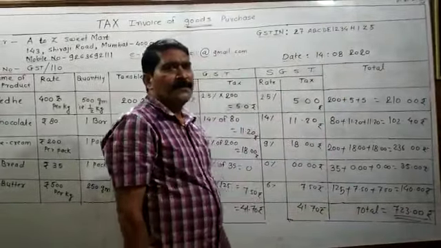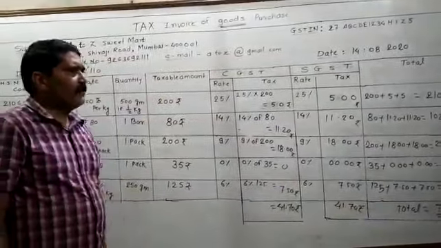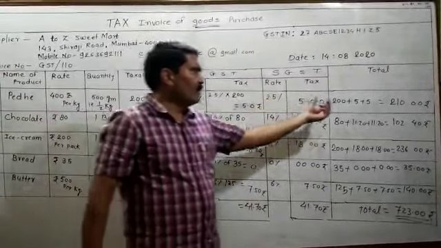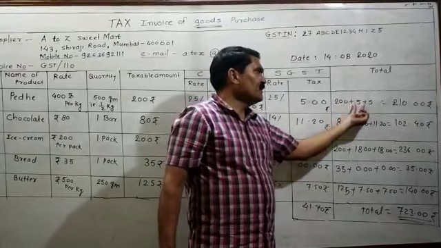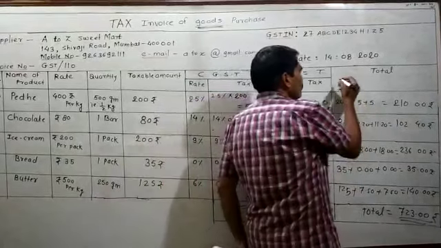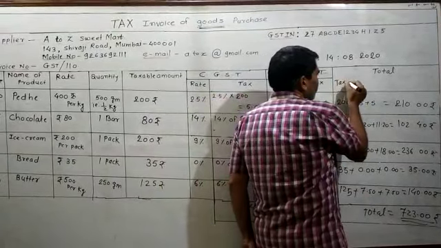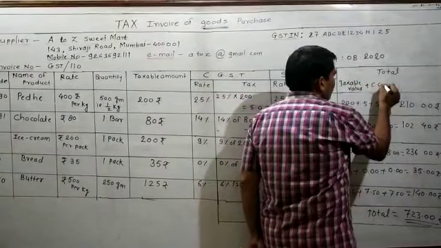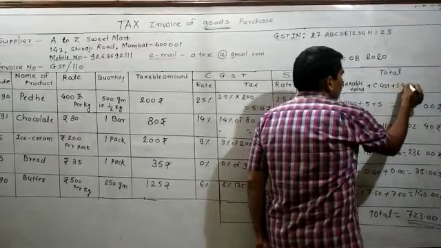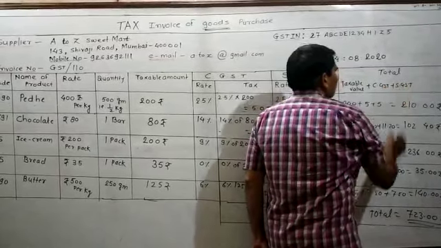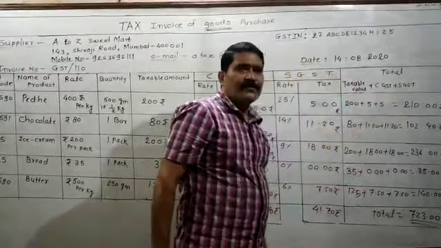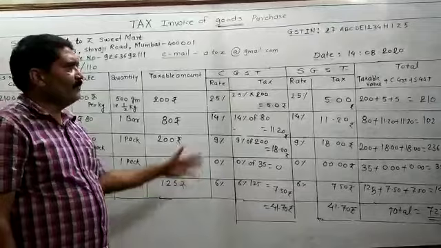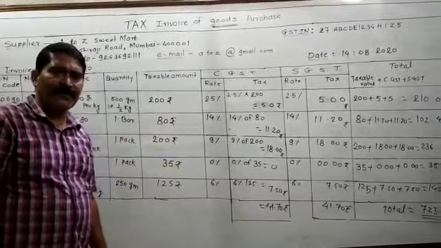723.00 rupees. In this way you have to fill the tax invoice: you have to find out the CGST, you have to find out the SGST, and here total means the taxable amount plus CGST plus SGST. I will say that total is equal to taxable value plus CGST plus SGST. In this way you have to prepare the tax invoice. So you have to write this tax invoice in the notebook properly.